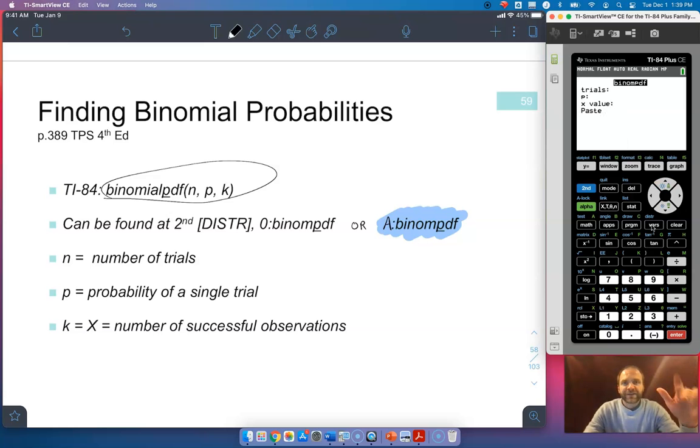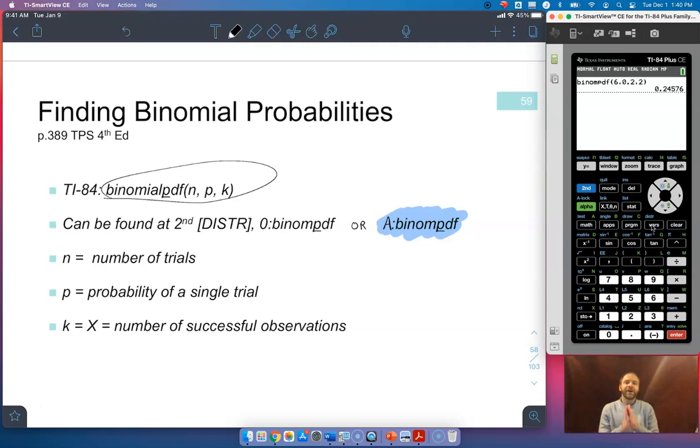Now, if you don't have this prompt, it's what's written over on the side there. You write down the number of trials, 6. We write down the comma, the probability of success, 0.2. X is really your k value. How many successes am I looking for? In this case, we're looking for 2 successes. And so binomial PDF, 6, 0.2, 2, hit enter, you get the same answer.